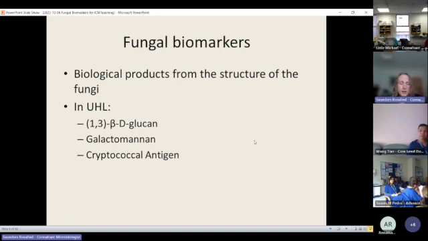The formal name for BDG, as we often abbreviate it, is 1,3-beta-D-glucan. Then we have galactomannan and cryptococcal antigen. They're the main three that we use in UHL, and we'll work through each one of those separately.